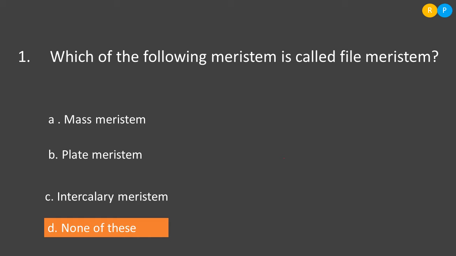Then option C, intercalary meristem. This is not a division of meristem based on the plane. This is the division done based on the position of the meristem and its function. Then option D, none of these. The file meristems are actually called rib meristem. So the correct answer is none of these.